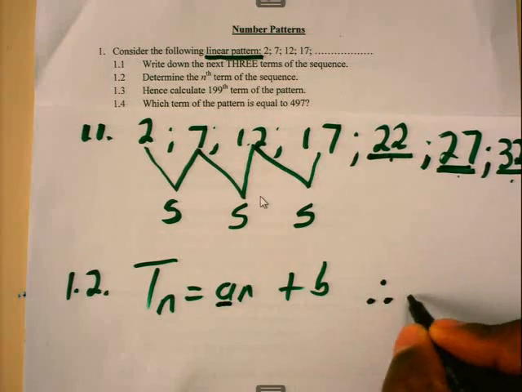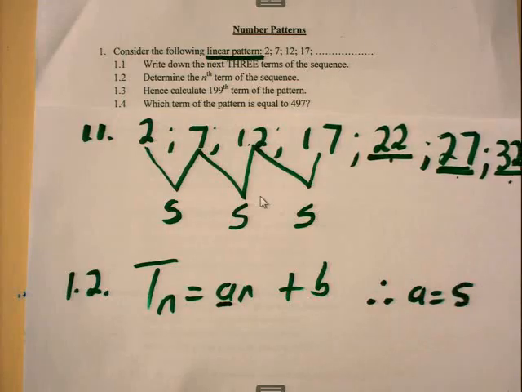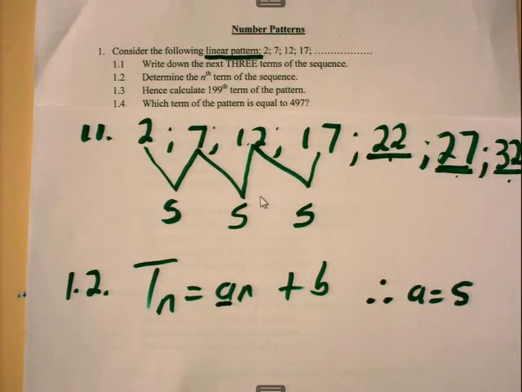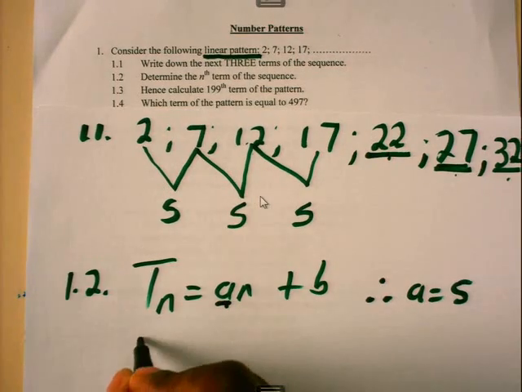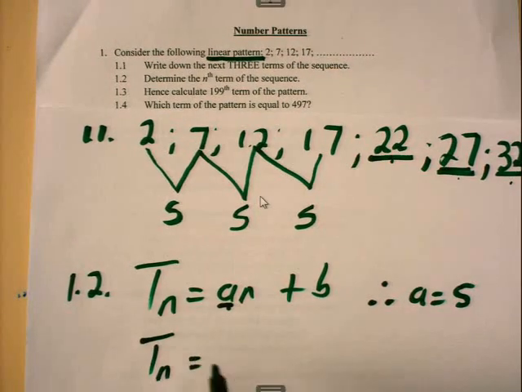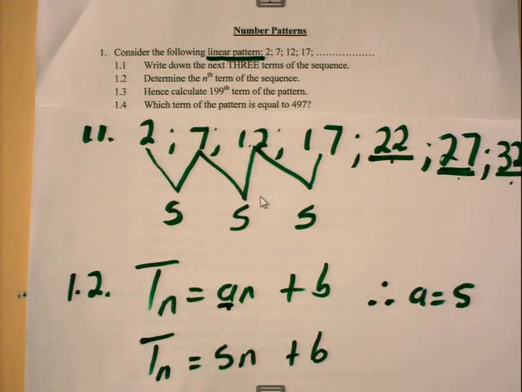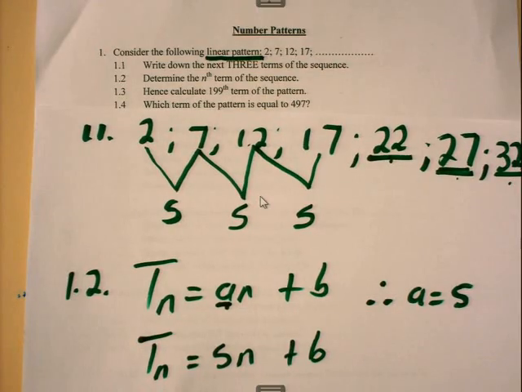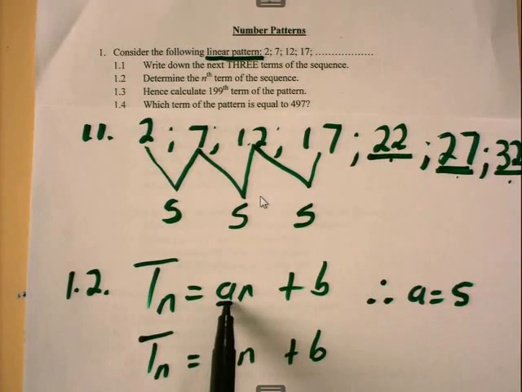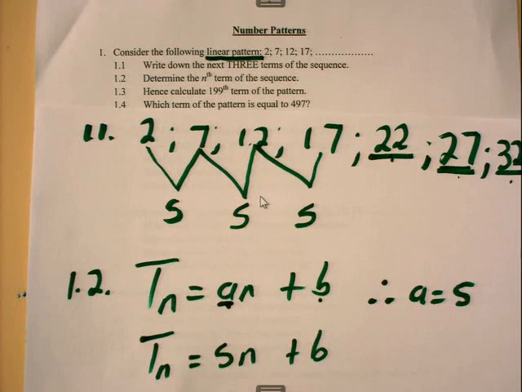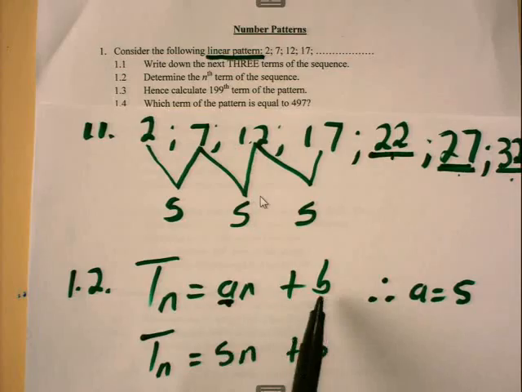This means that a is equal to 5. So if a is equal to 5, we then substitute the value of a in this general term formula. Therefore, the nth term will be equal to 5n plus b. Meaning that if the question states determine the nth term of the sequence, all we have to do is to determine the value of a and the value of b.